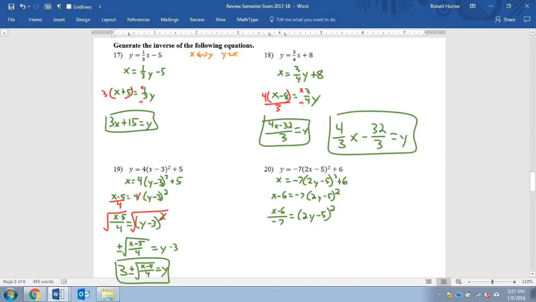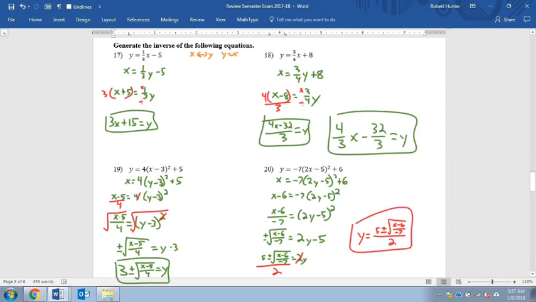Take a square root to get rid of the squared, so plus or minus the square root of x minus 6 over negative 7 equals 2y minus 5. Add the 5, so 5 plus or minus the square root of x minus 6 over negative 7 equals 2y. Then divide by the 2. Remember, you divide the entire thing by 2. So, last but not least, y equals 5 plus or minus the square root of x minus 6 over negative 7, all of that divided by 2.